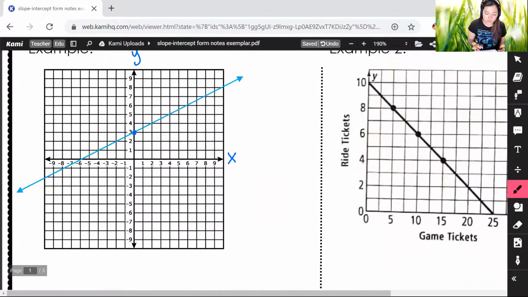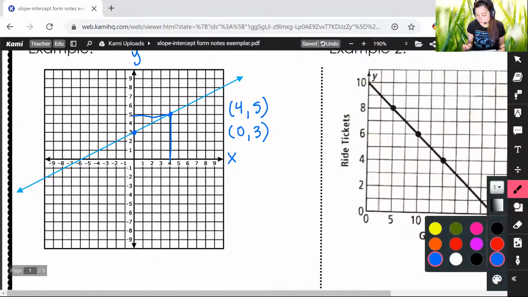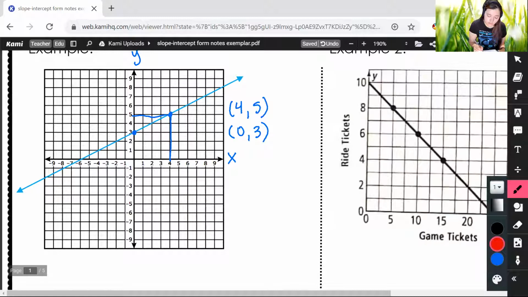Now to find our slope, remember we have to pick 2 points. We can use the y-intercept as one of those points. So at this point, x is 0 and y is 3. We need to pick one other point. Here's a perfect point right here. At this point, x is 4 and y is 5. Now we have our 2 points. Let's go ahead and label them. If this is our first point, this is our second point. And remember, it being the first or second point matters because that affects how we label them. So here's x2, y2, x1, y1.